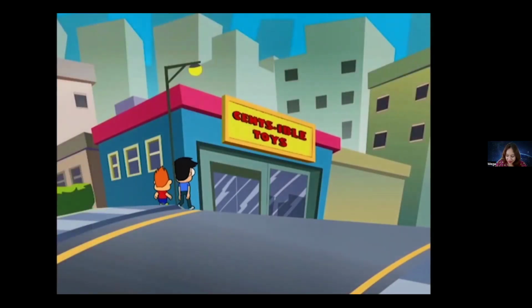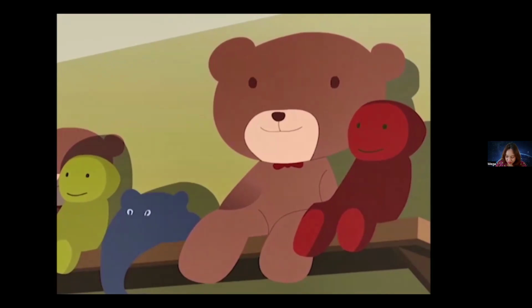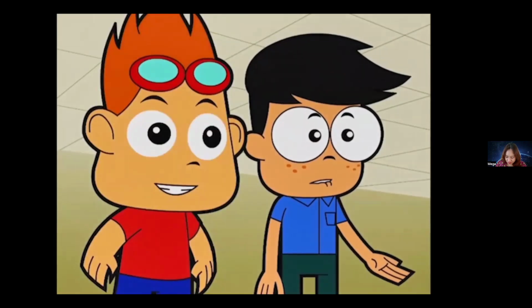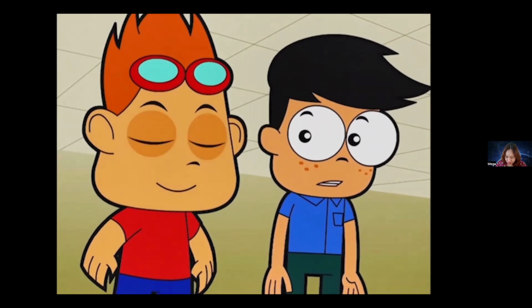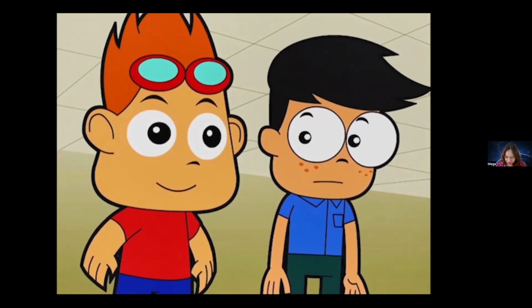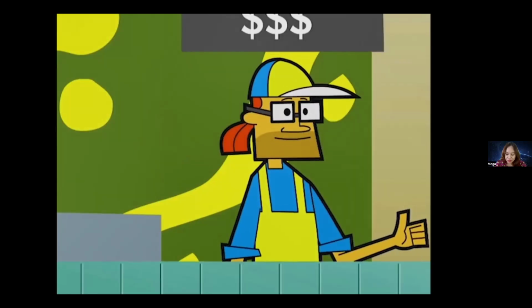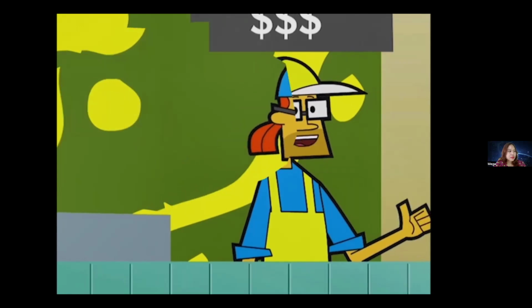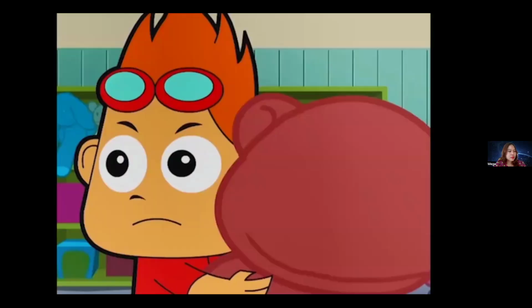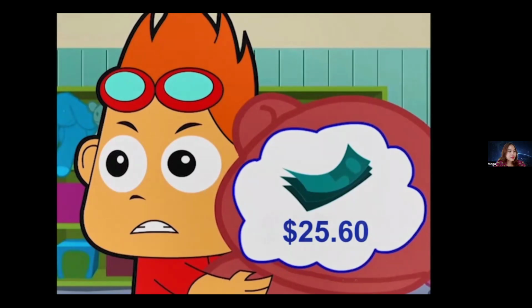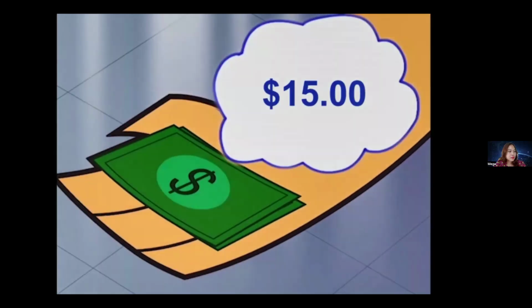Here we are at Sensible Toys. I'm sure you'll be able to find something for Susie. Look at this teddy. Susie will love it. That looks expensive, Barry. You sure you have enough money? Hi, I need to get this teddy bear for my friend's birthday. How much does it cost? Great! This teddy will make a wonderful gift. It's very reasonably priced, only $25.60. You call $25.60 reasonable? That seems like a lot to me. I only have $15.